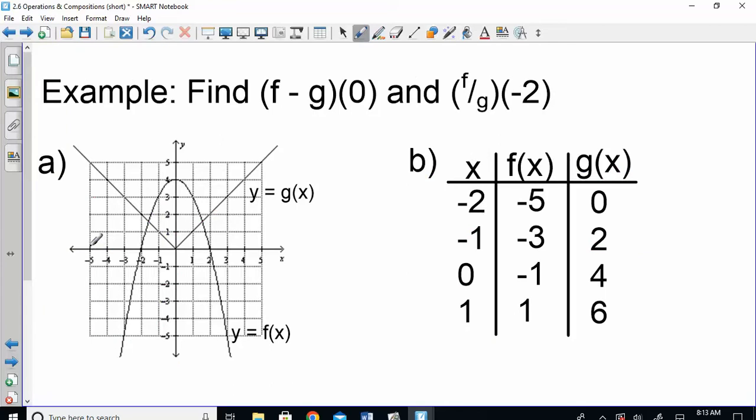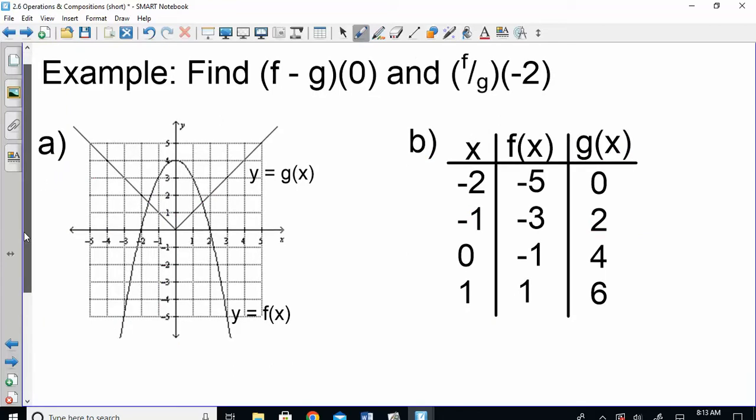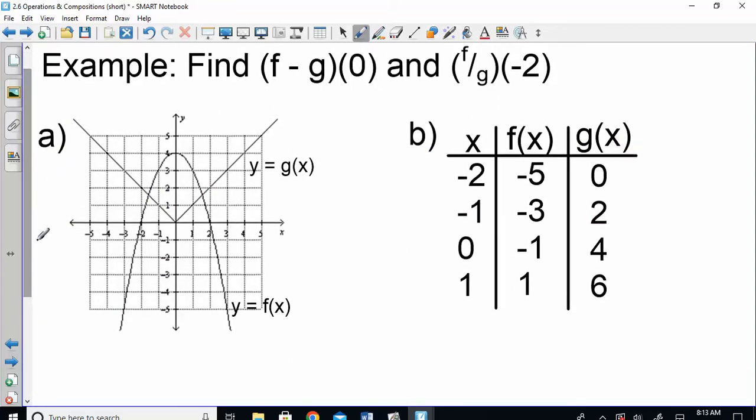Let's do the same thing, but I'm going to give you functions represented a few different ways. So f minus g of 0. What this means is the x value is equal to 0. If I'm looking at a graph, what do I have to do? We don't even need the equation, we can just look. When my x is 0, this is the point on f, this is the point on g. So f of 0 minus g of 0.